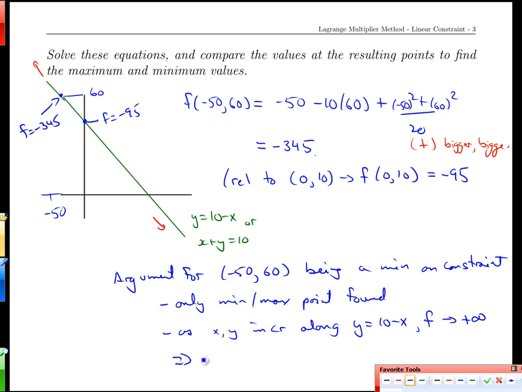And so if we found one point that's special and it goes up towards infinity in either direction, that's pretty much our evidence. The point at minus 50, 60 must be a local min on the constraint.